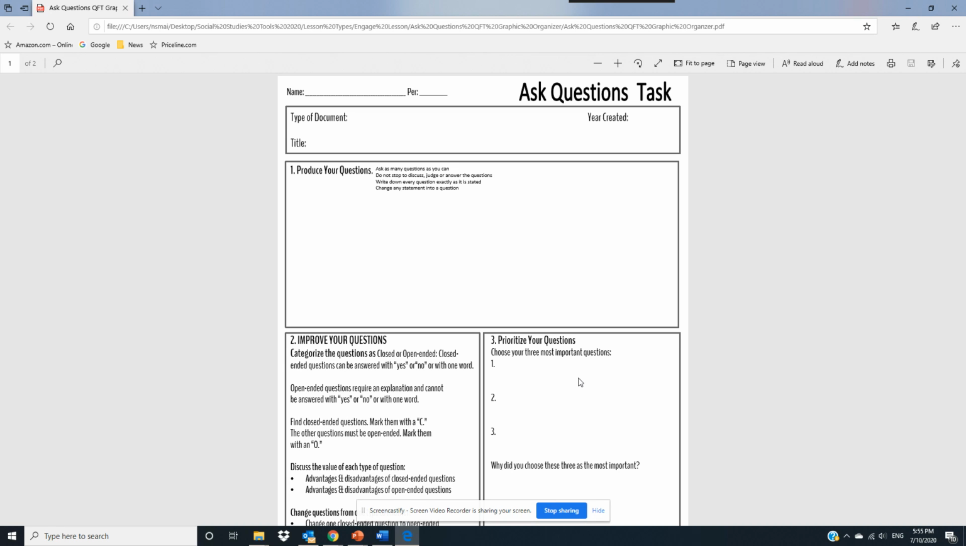You can, in distance learning, actually provide the students with the template from Microsoft PowerPoint and ask them to populate it from the Microsoft PowerPoint slide and then submit it that way to you on Canvas or the other digital platform that you happen to be using. So this is the Ask Questions task that's provided in the links as well on the website under the Engage Lessons materials.